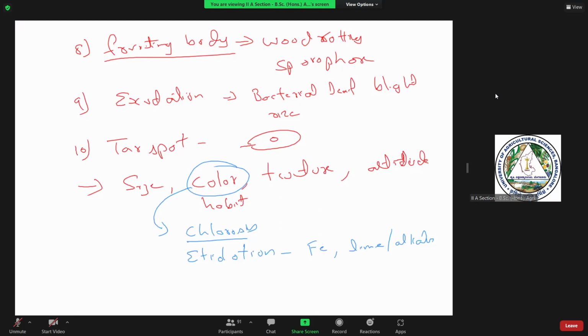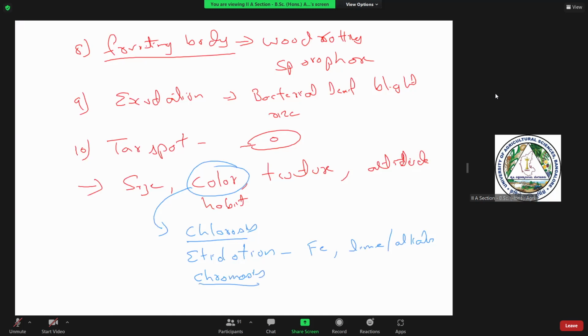In some of the diseases, when the green pigment is replaced by a red, purple, or orange pigmentation, that is called chromosis. That is, when the green pigment is replaced by red, purple, or orange pigmentation, that particular condition is called chromosis.